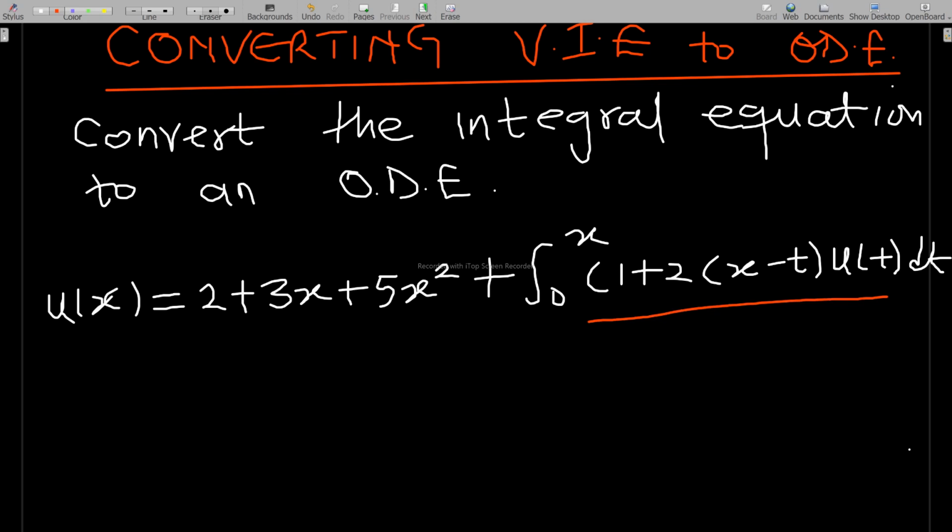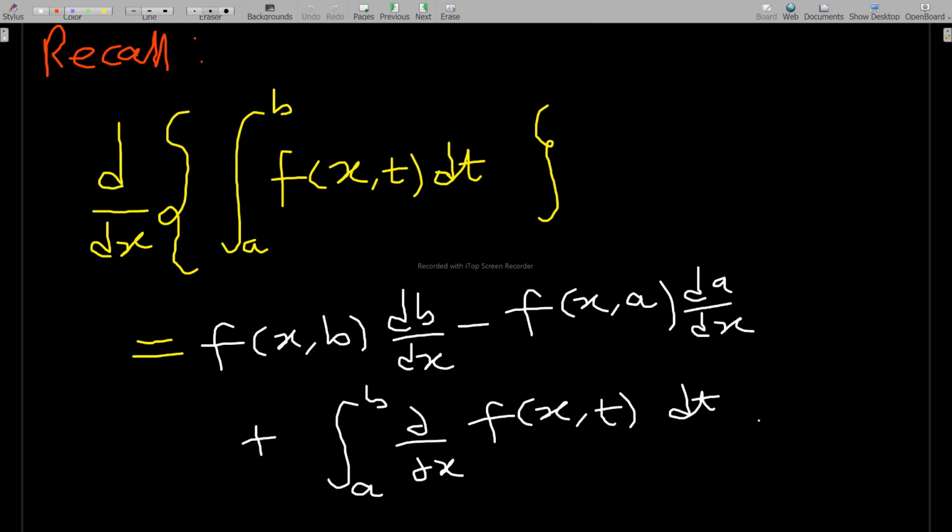So with this, like we said in the first example, you use a method called the Leibniz rule of differentiation under the integral sign. You have to record this, that if you have d/dx of an integral like this, then this is the method we apply.